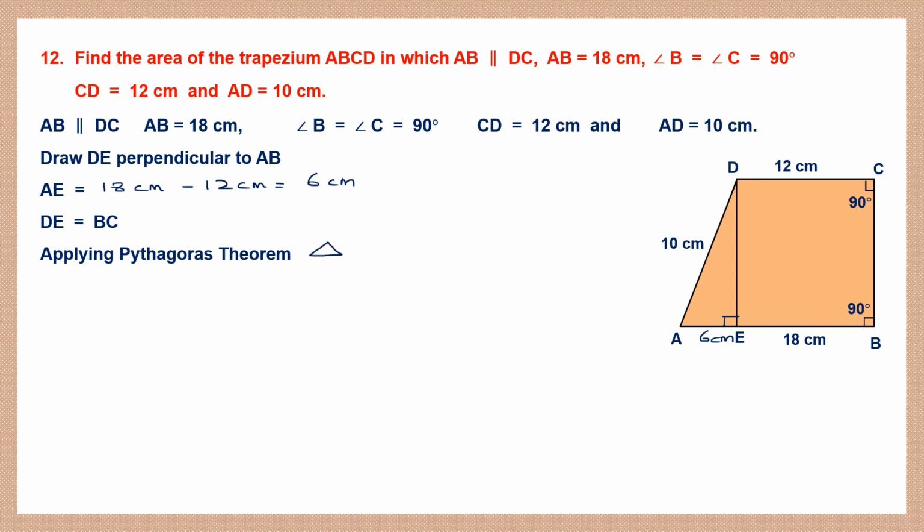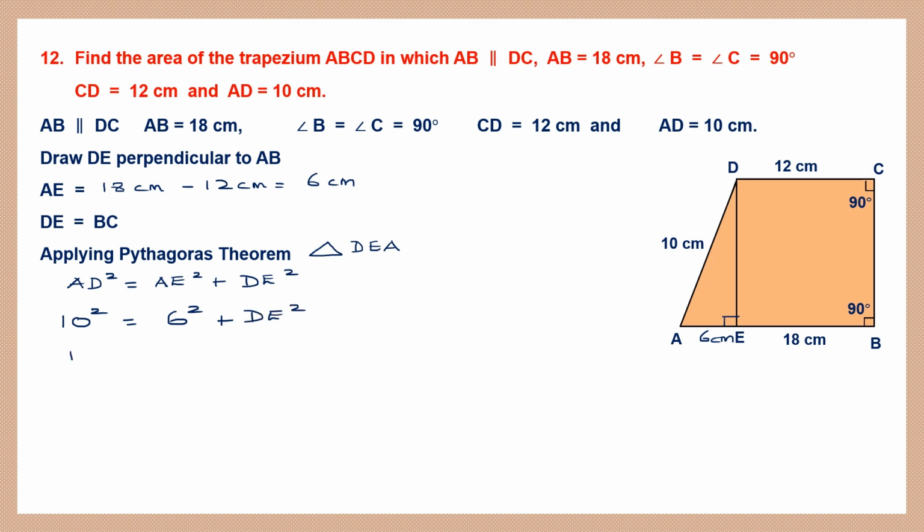Which triangle are we looking at? We are looking at triangle DEA, or we can look at ADE. Angle DEA, according to the Pythagoras theorem, what is the hypotenuse there? AD square is equal to AE square plus DE square. Now let's substitute wherever we have values. AD we have, that is 10 centimeters. So 10 square is equal to AE, also we have, that is 6 square, plus DE square. DE we don't have, so we leave it as DE square.